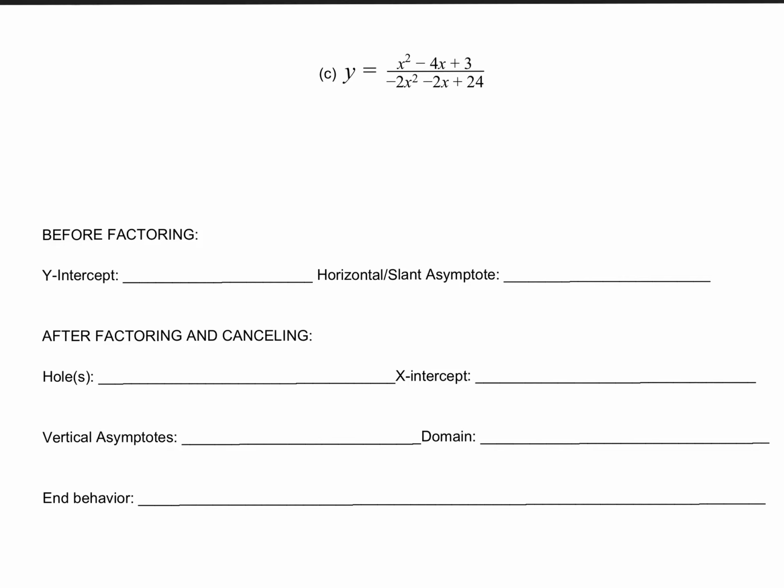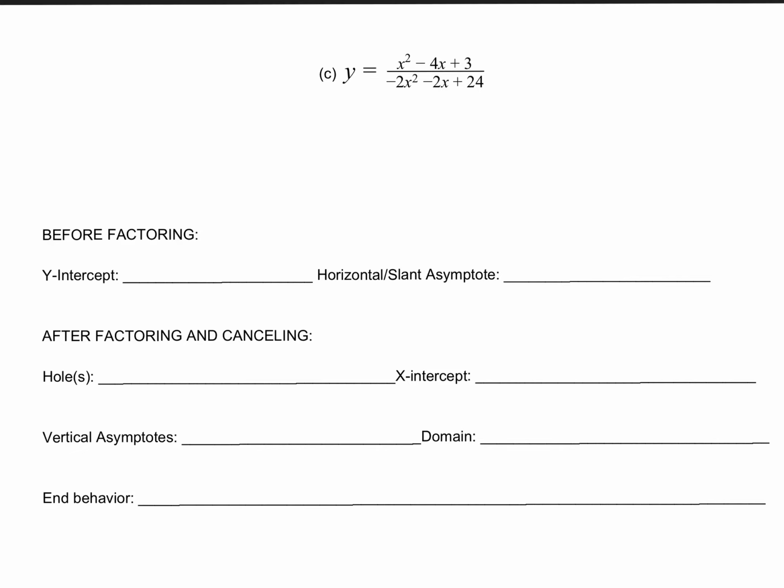All right, so let's take a look at example 3. We're going to run through this process just like we did in the previous videos. You're going to have to think about what happens before you factor. So what's our y-intercept? Remember, the y-intercept is what we get when we plug 0 in for x.